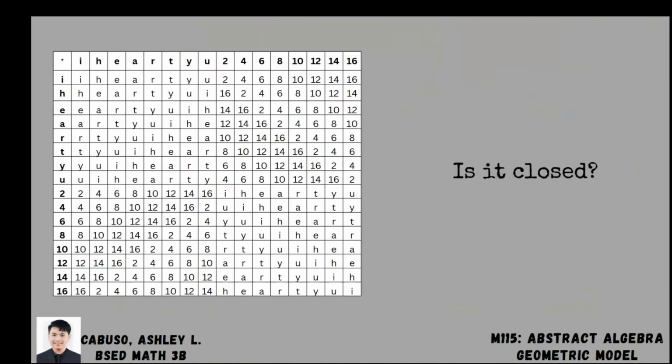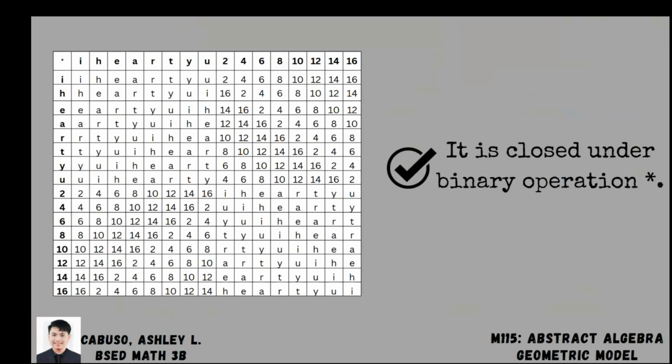So the question is, is our table of results closed? Let's see. Since the resulting elements were just found in the set wherein I, H, E, A, R, T, Y, U, 2, 4, 6, 8, 10, 12, 14, and 16, therefore, the geometric model is closed. So it is closed under the binary operation.